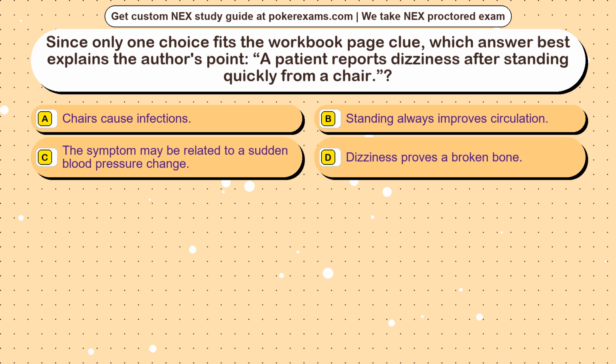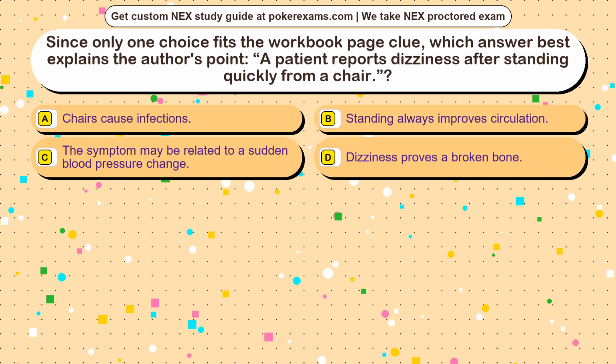Question 21. Since only one choice fits the workbook page clue, which answer best explains the author's point? A patient reports dizziness after standing quickly from a chair. Option A, chairs cause infections. Option B, standing always improves circulation. Option C, the symptom may be related to a sudden blood pressure change. Option D, dizziness proves a broken bone.